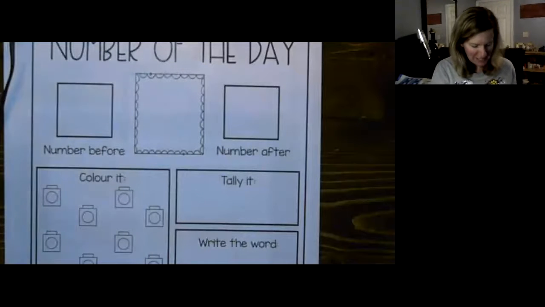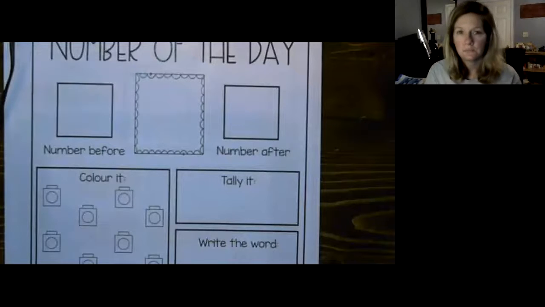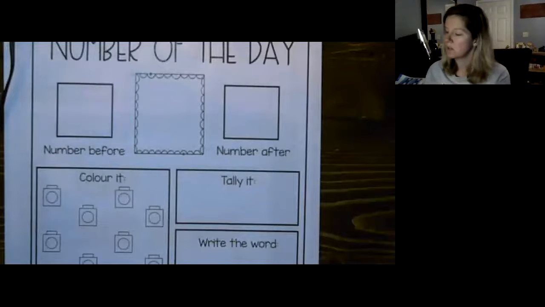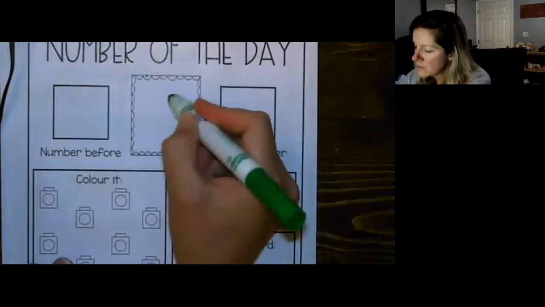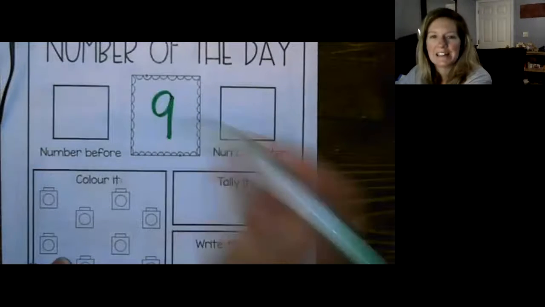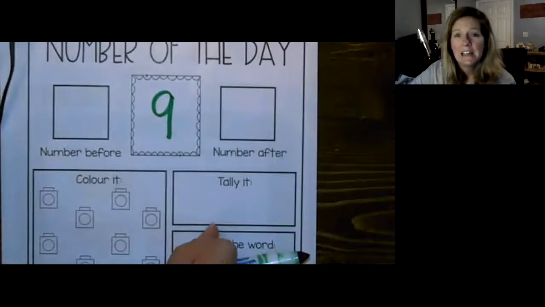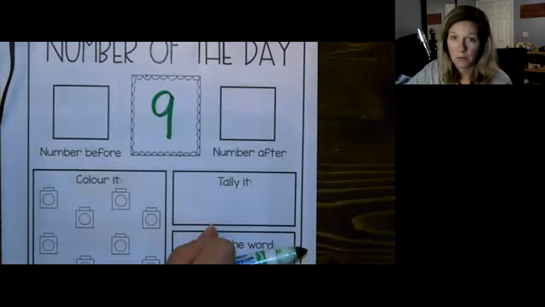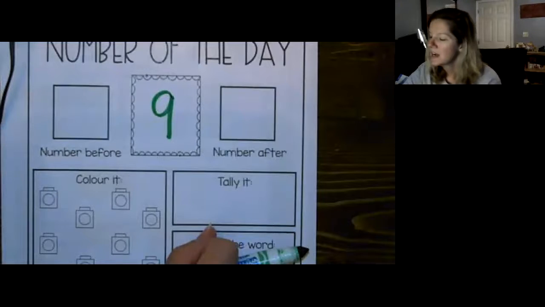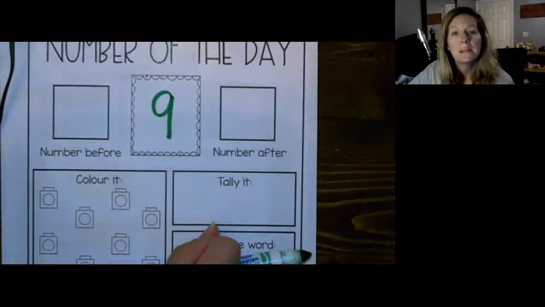Sorry, guys. All right, we're going to start with our number of the day. We're only going to do one number of the day on this video rather than two like we would normally do. All right, so here we go. I would like to do the number 9 today. Go ahead and write a 9 in that middle square. And remember, if your 9 looks like the letter P, it is backwards. Flip it around.